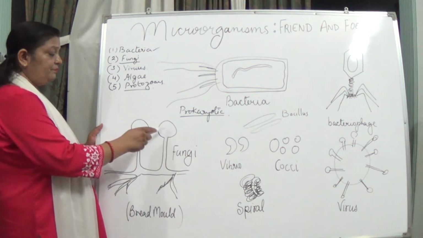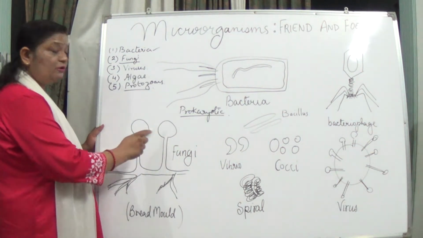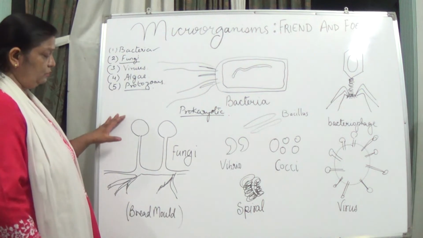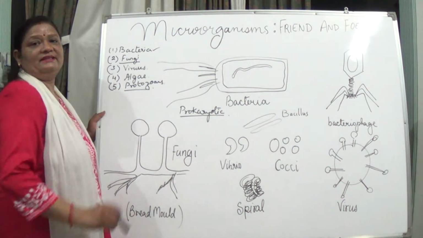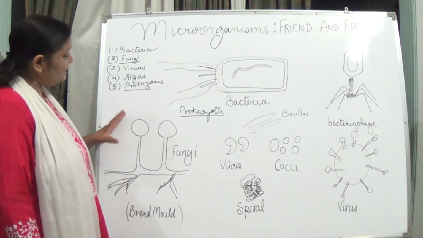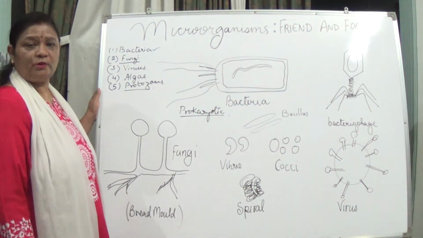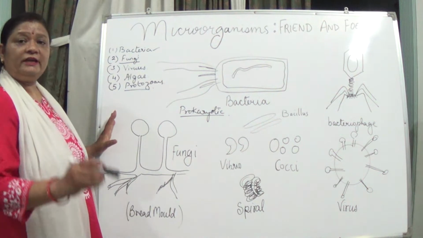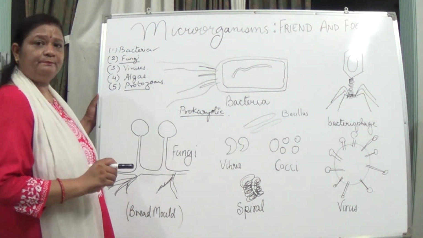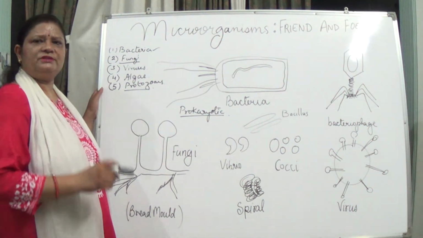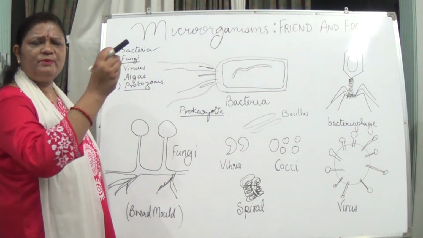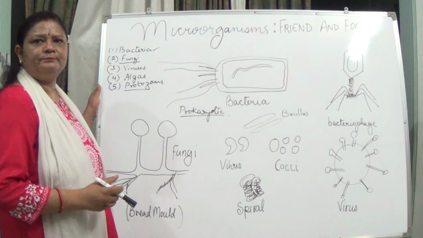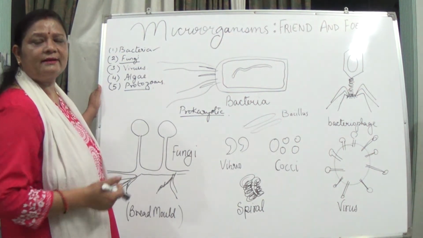Actually, these structures drawn on the board of this mucor are magnified structures, because you can't see it in this manner. Suppose you keep a moist bread, and after 2 days you will see white patches on the bread, and then it is converted into green color and then even to black color.